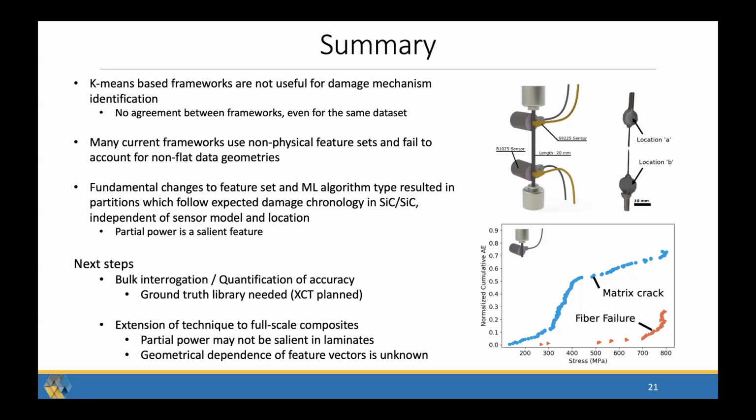And so our next steps are now to go and further validate this framework using XCT so that we can get some ground truth data as well. And then start to extend this to composites of more complex geometries. We don't know the geometrical dependence of feature vectors. We don't know if partial power is going to remain a salient feature in laminates. And so those are the things that we're going towards, are these ground truth data sets and extending this to full scale composites.